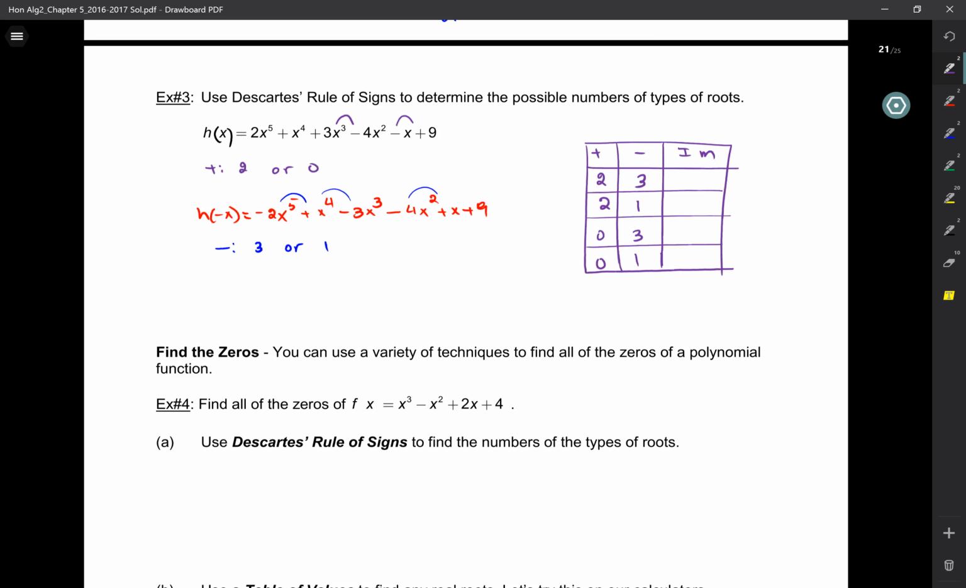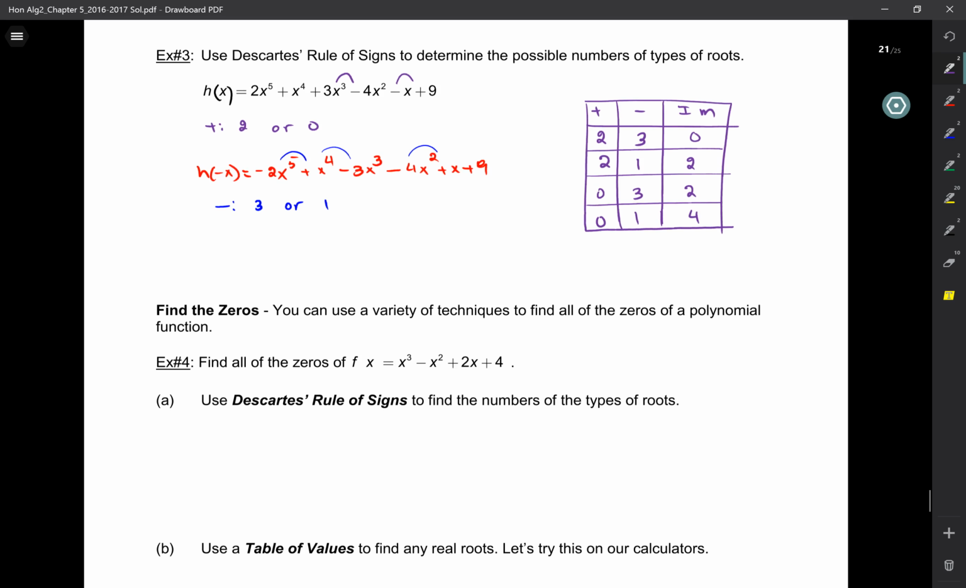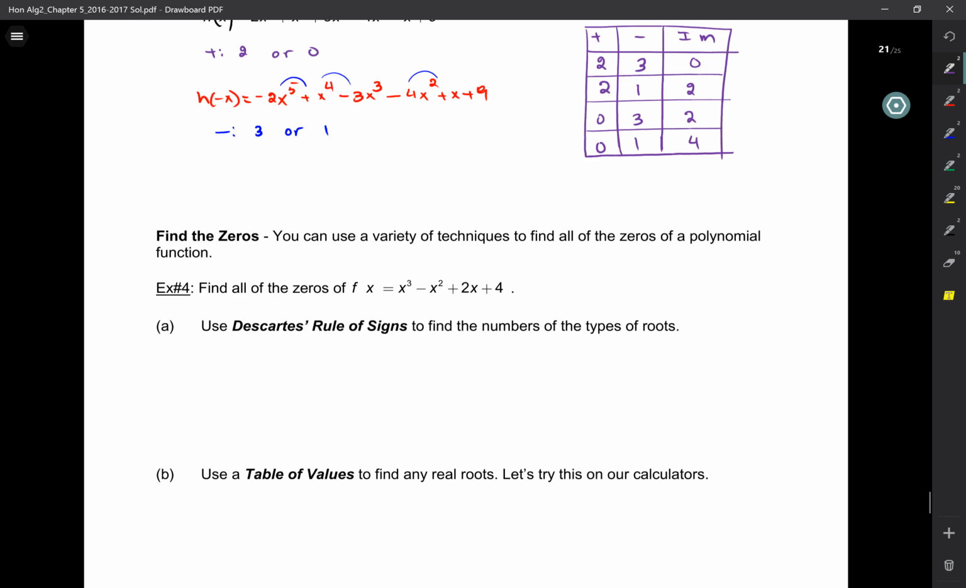Okay? So now, in the first case, how many is that for imaginary? 0. Second one, third one, and then 4. All right? And they're all even or 0, so we're good. Okay? That's your answer. The chart is your answer.